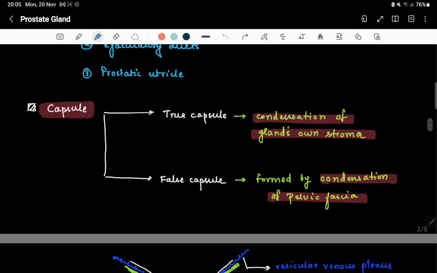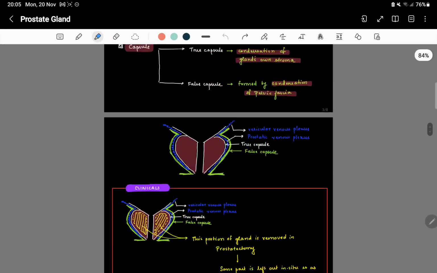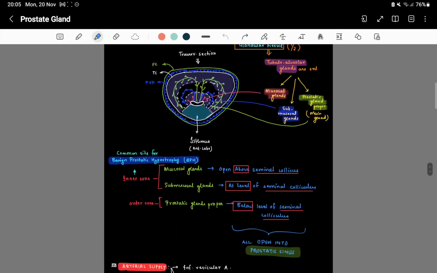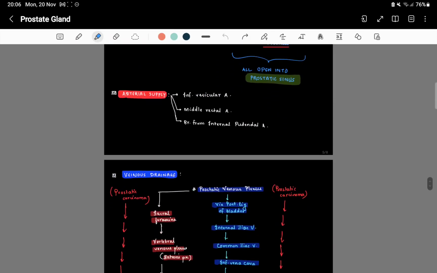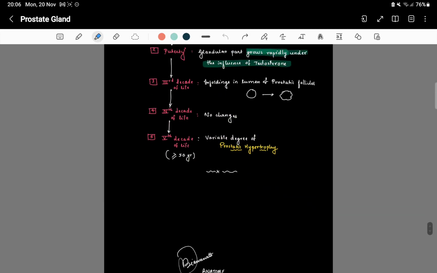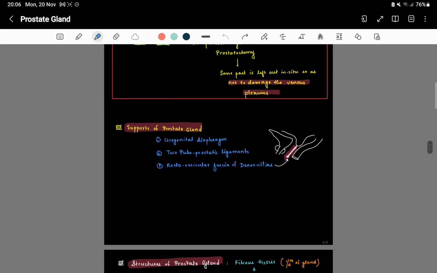Talking about the capsule, we have a true capsule and the false capsule of the gland. We'll talk about the supports and the structures of the gland also. Okay, arterial supply, venous drainage, lymphatic drainage, nerve supply, and age-related changes. Okay, no problem. We'll talk about that.